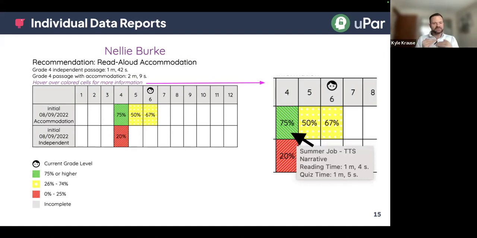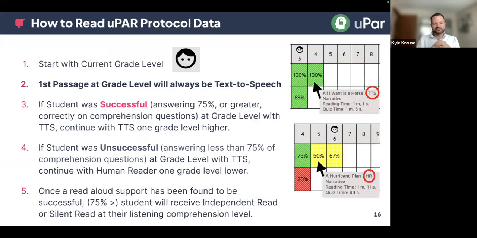And that's when it becomes really interesting, when you look at what that student can do independently, when you start to look at some of that time information. When reading a uPar protocol, it's always important, number one, to start with that current grade level. That's going to be that little face icon. That is where students will actually start at grade level. And then number two, the first passage will always be text to speech.